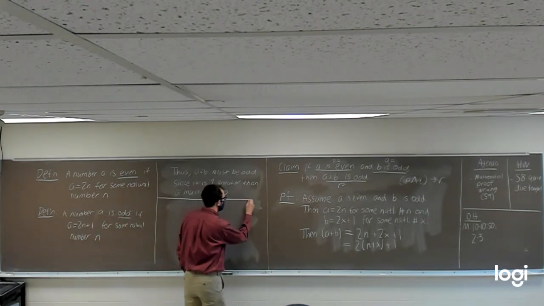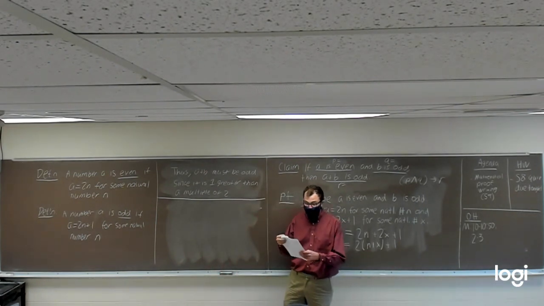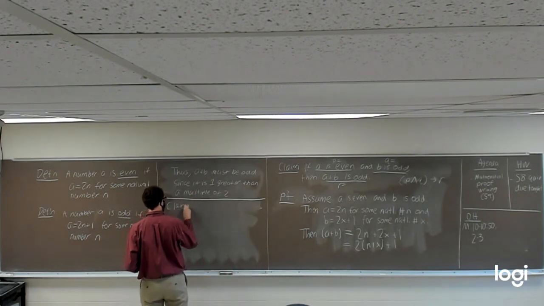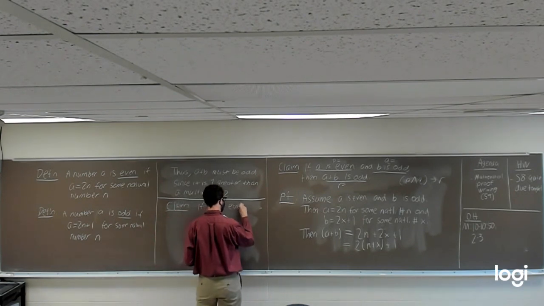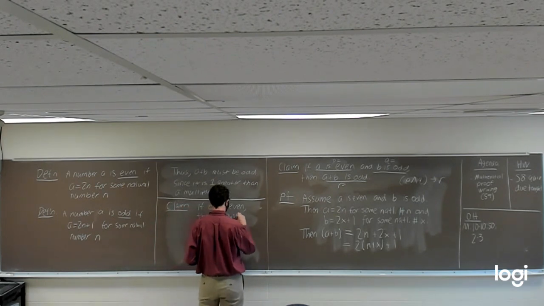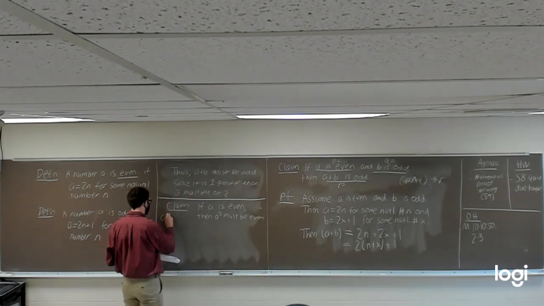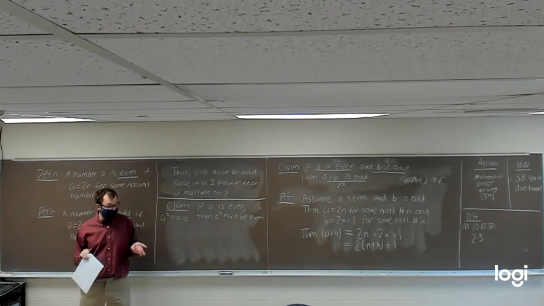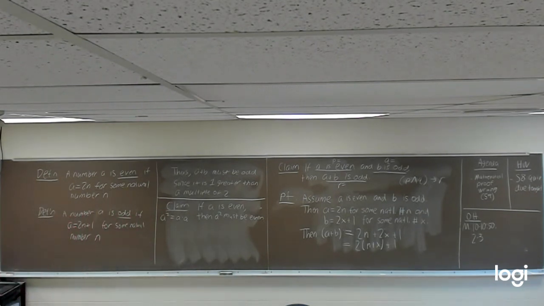So what I'd like for you all to do is to take a couple minutes and see what you can make of this claim at the bottom of the second page. I claim that if A is even, then A squared must be even. If you remember, A squared is just going to be equal to A times itself. So I'd like for you all to take just a couple minutes and see if you could sketch out what a proof might look like for this claim.